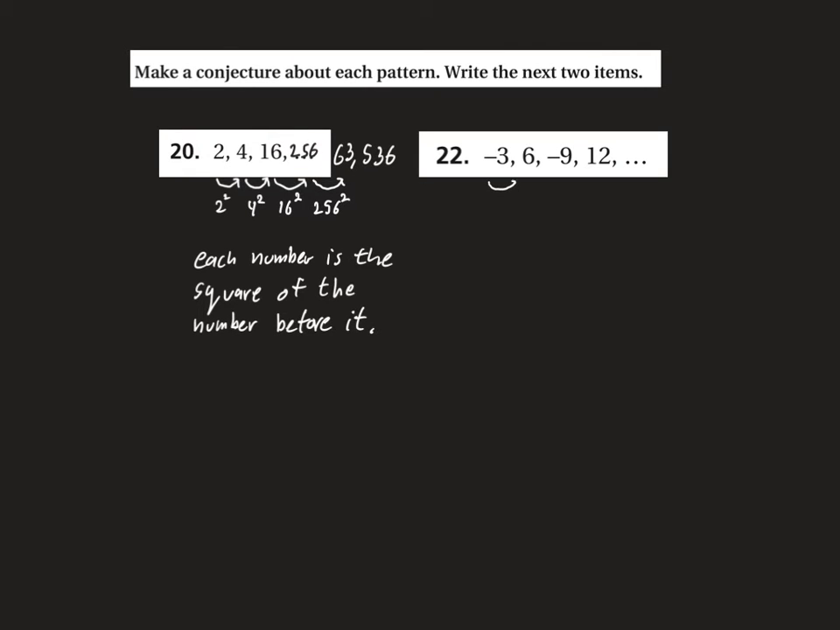Okay, on the next one, I noticed that each one goes from 3 to 6 to 9 to 12. And if all those are positive, I'd just be adding 3 every time. But the sign changes each time. And so I'm going to think about it as if it's negative 3, to take away 3 and multiply it by negative 1. If it's positive, I'm going to add 3 and then multiply it by negative 1 to get the next one. So for 12, I would then add 3 to that and then multiply it by negative 1.